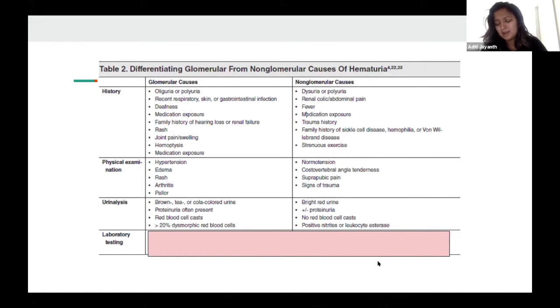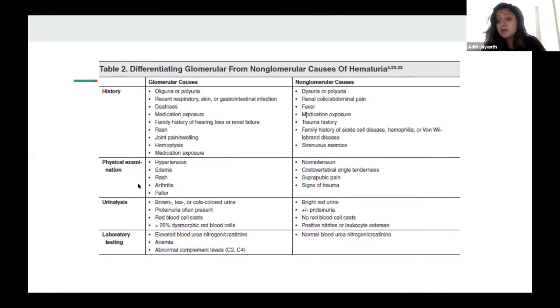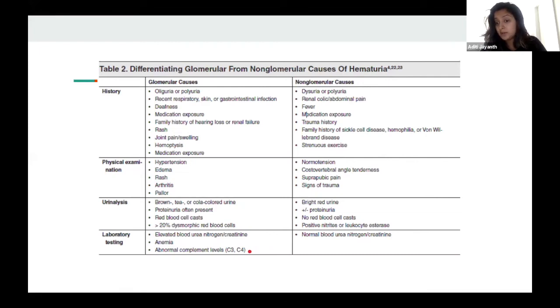And then the lab testing is fairly self-explanatory, but things to consider would be an elevated BUN, creatinine, anemia, which sort of ties into this finding of pallor. And then you guys talked about post-strep glomerulonephritis, right. Remember, you can also get PSGN with skin infection. So abnormal complement levels is also something to consider. You should rarely have an abnormal BUN and creatinine in someone with a non-glomerular cause of hematuria. So it's always something to consider. And you also really shouldn't be having any kind of casts in the setting of non-glomerular causes of hematuria. Okay.